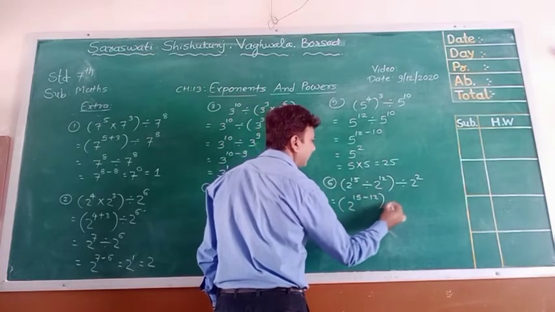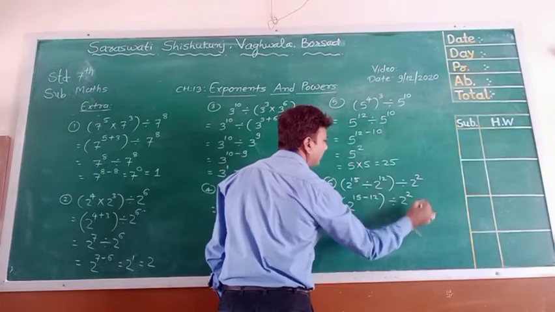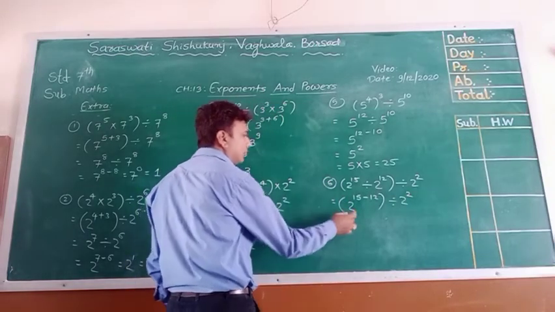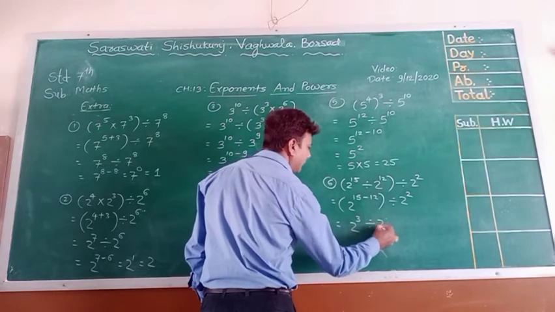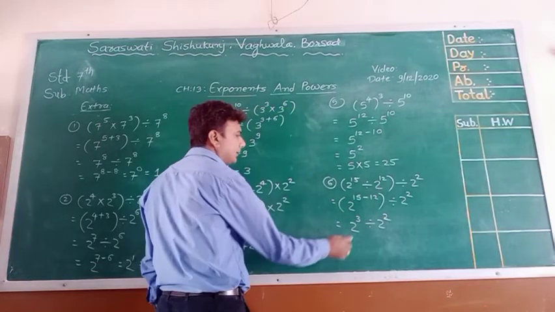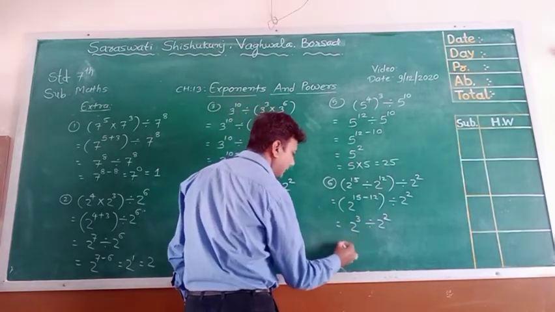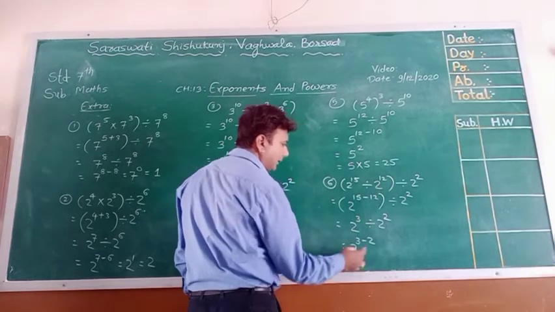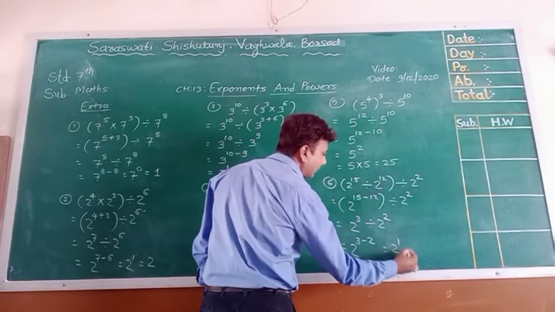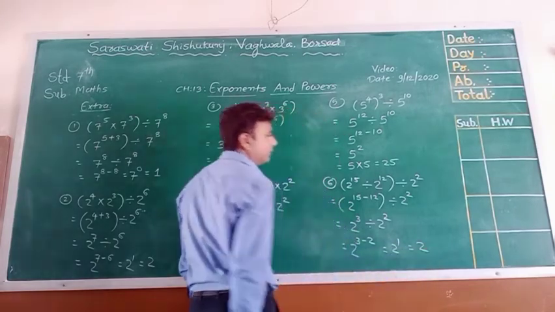15 minus 12, divided by 2 raised to 2. So 15 minus 12 is 3, and 2 raised to 2. Same base, division, subtraction of their powers. 3 minus 2 is 1, and 2 raised to 1 is 2.